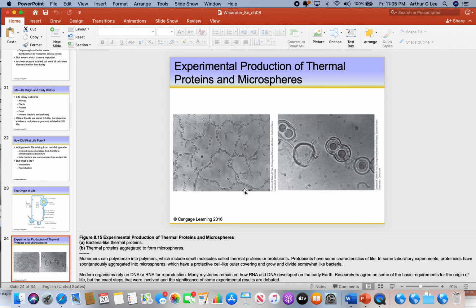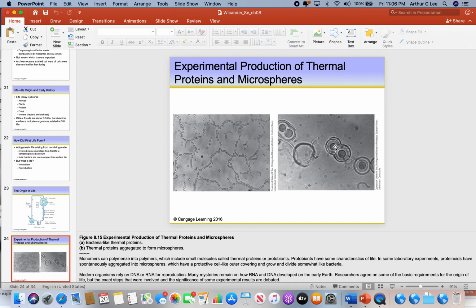Now, Stanley Miller was a very persistent fellow, and he kept on running his experiments all the way into his 80s and 90s. And he did manage to get some of these amino acids to link up to make proteinoids. And these things here are proteinoids. Proteinoids can replicate. They can reproduce.